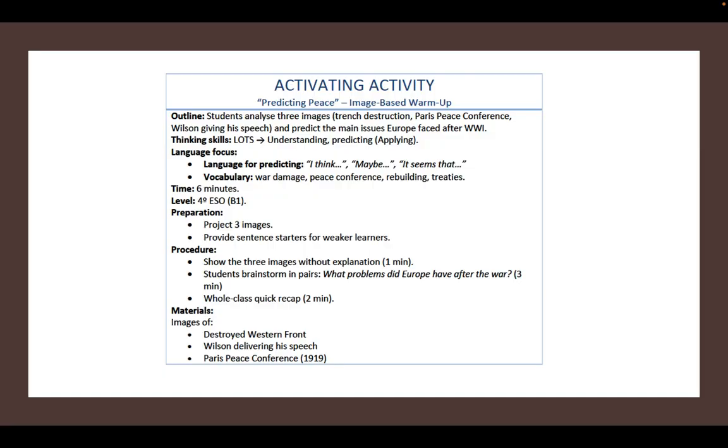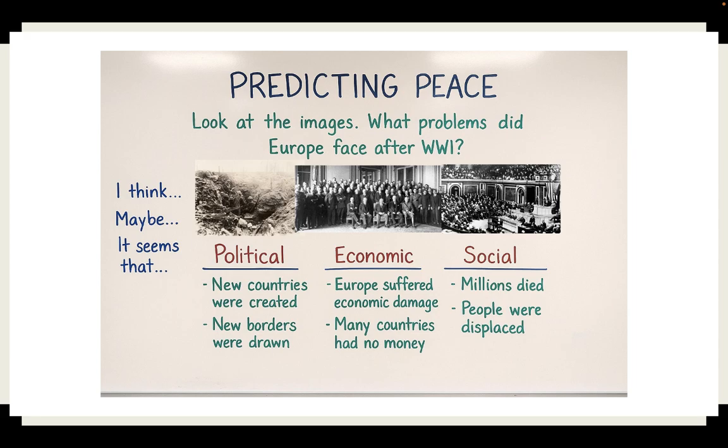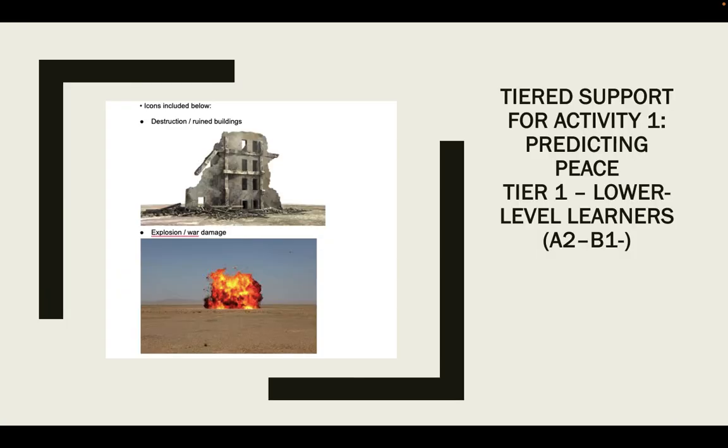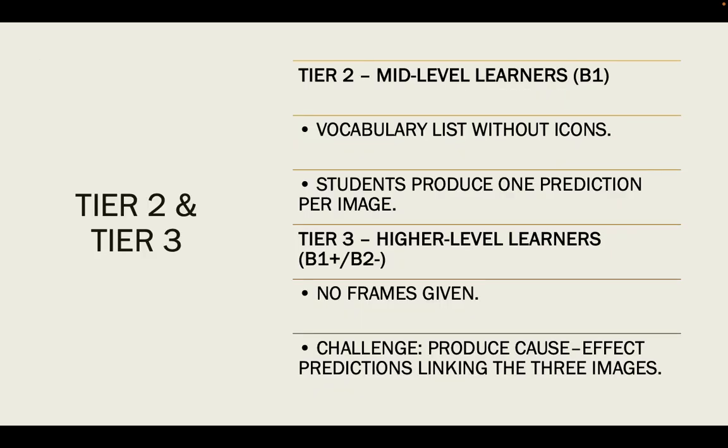Lesson activities: we have an activating activity, predicting piece, an image-based warm-up. Students analyze 3 images and predict the main issues Europe faced after the First World War. Here we have the result of this activity on the blackboard with political, economic, and social consequences and the 3 images. Tier support for activity 1: Tier 1, lower level learners, get vocabulary with icons. Tier 2, mid-level learners, get a vocabulary list without icons, and students produce 1 prediction per image. And Tier 3, higher level learners, no frames given.